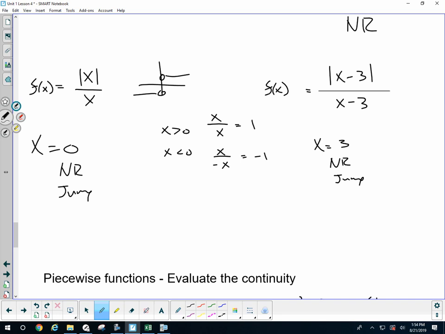The same goes here, but we would focus on 3. If I plugged in values bigger than 3, I'd have a positive value divided by a positive value, that's 1. Less than 3, I'd have a positive value divided by a negative value. It would be negative 1.